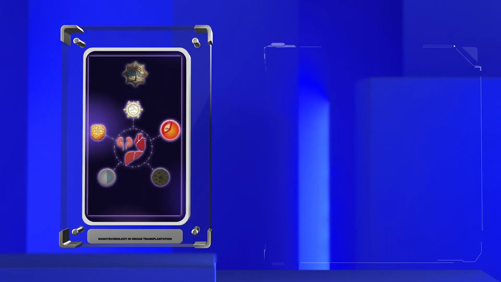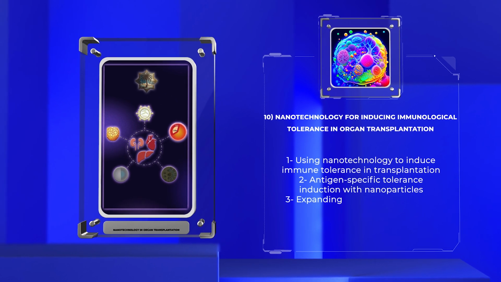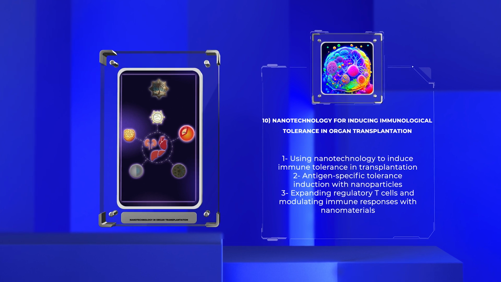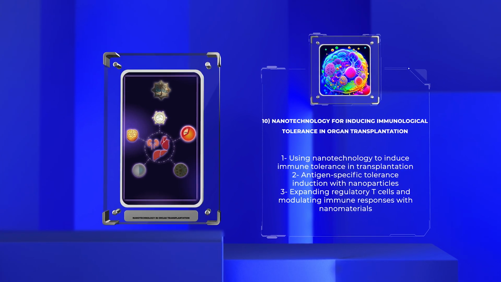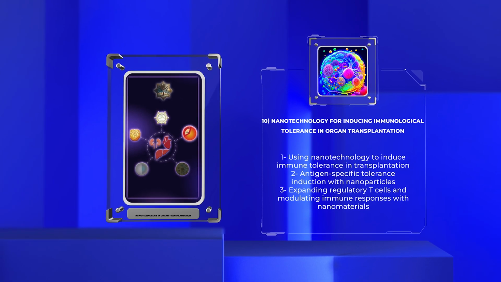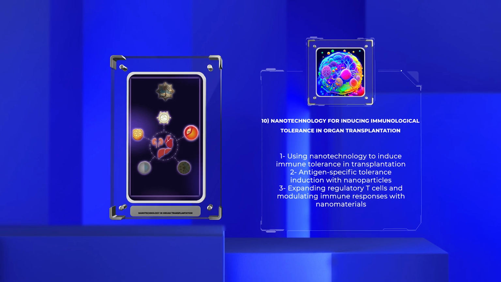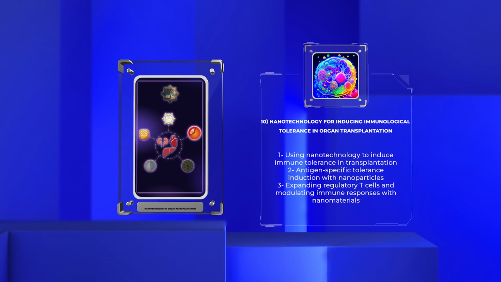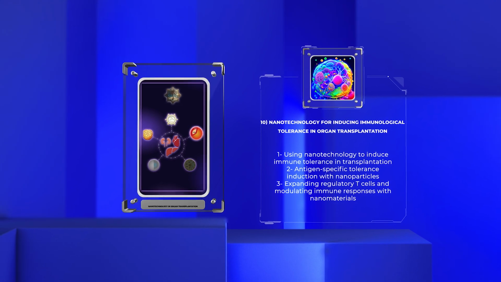Achieving immunological tolerance to transplanted organs eliminates the need for long-term immunosuppression and reduces the risk of complications. In this section, we will discuss how nanotechnology can be used to induce immune tolerance. We will explore various nanoscale approaches, such as antigen-specific tolerance induction using nanoparticles, regulatory T-cell expansion, and the use of engineered nanomaterials to modulate immune responses.